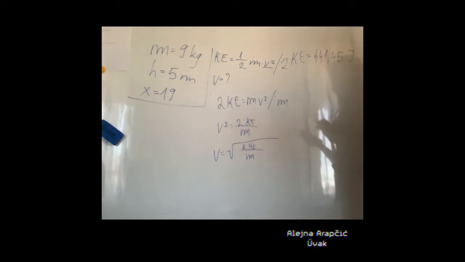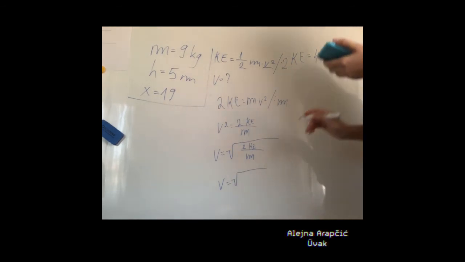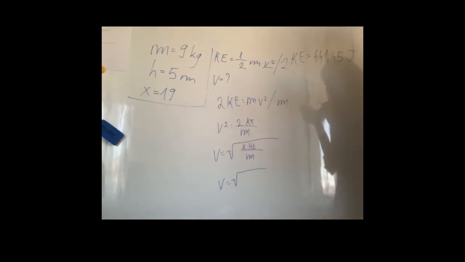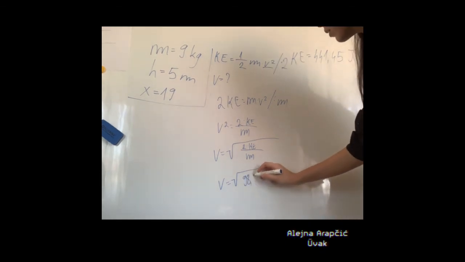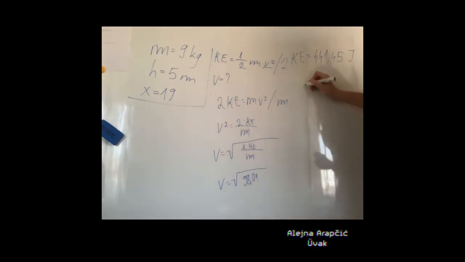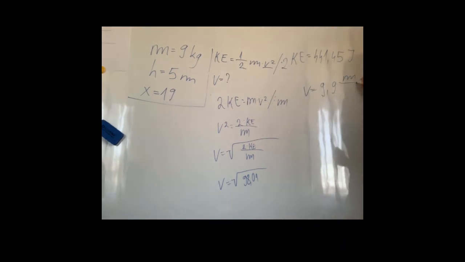And when you calculate that, you are going to get v is the square root of 98.01. v is 9.9 meters per second.